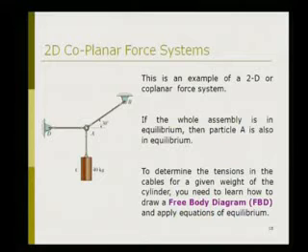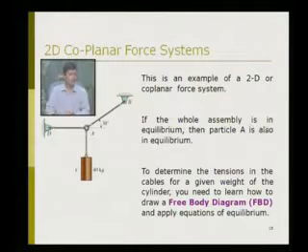2D coplanar force system. So there is one example. This is one example of a 2D coplanar force system where there are two ropes. You can say the first is AD and the second is AB, and one weight having a mass of 40 kg is acting at this point A. If the whole assembly is in equilibrium, then particle A is also in equilibrium. So this point A is in equilibrium.